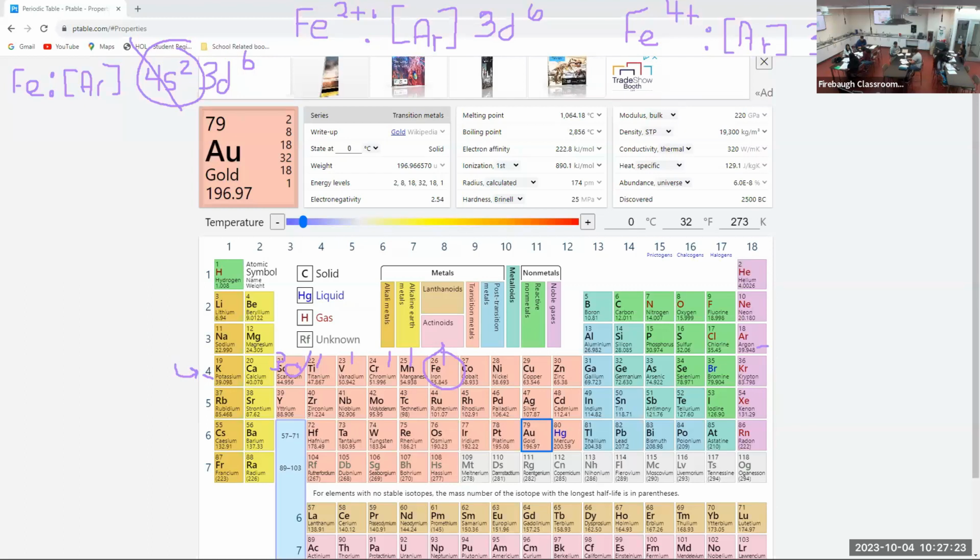Okay, so we've got to remember charges. What do those charges mean? If it's positive, that means we remove electrons. If it's negative, that means we're gaining electrons, right? So those are called ions.